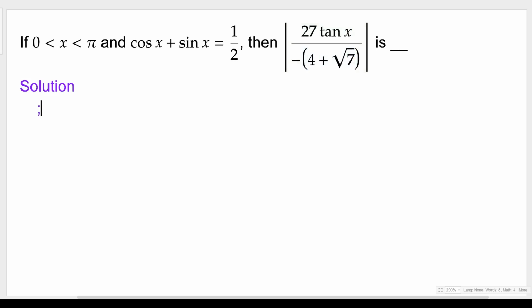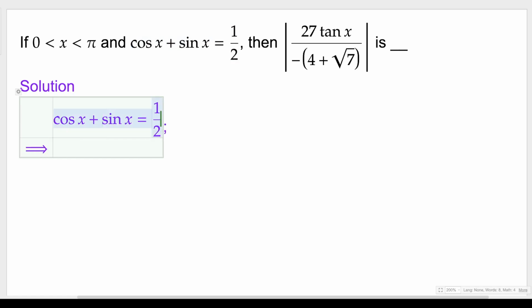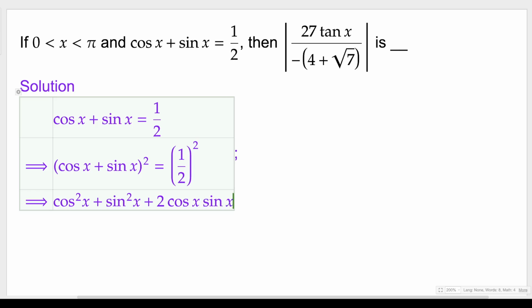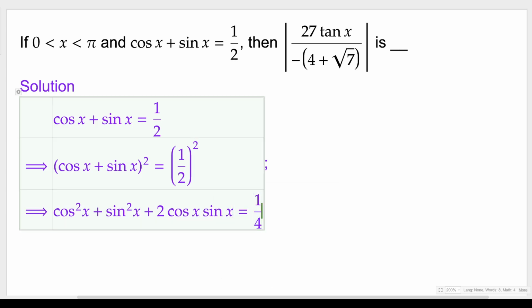First of all, I'll consider this given equation, and then with regard to this we'll proceed ahead. I'll be squaring both sides so that I can apply some identities after expansion of this expression. Here I'll apply the identity (a plus b) whole squared, so this can be written as cos squared x plus sin squared x, and then 2ab, that is plus 2 times cosine of x times sine of x, and this will be equal to 1/4.